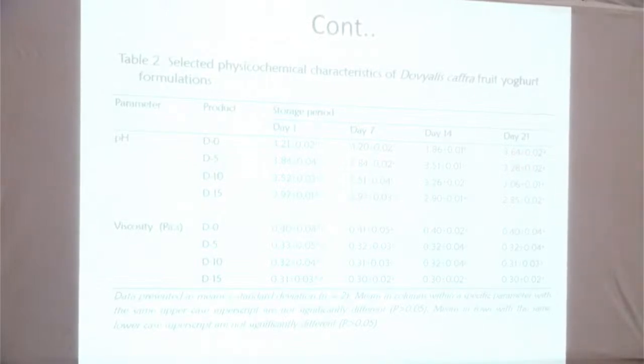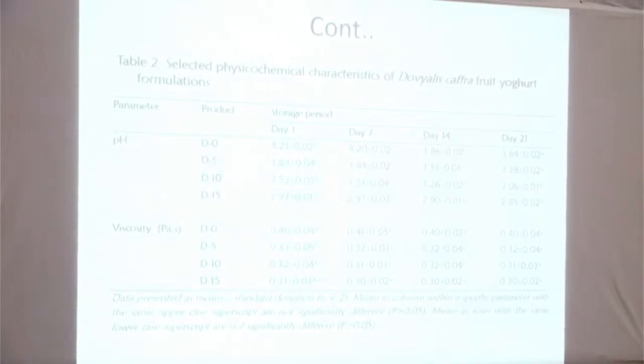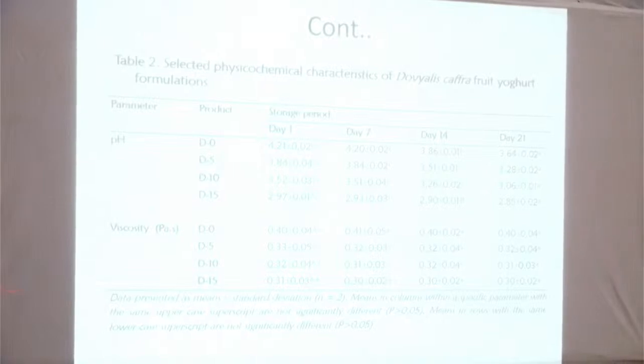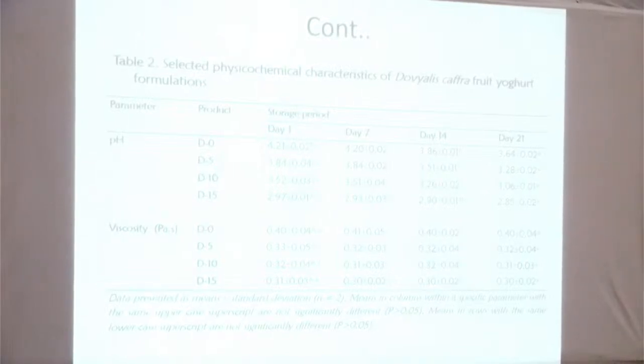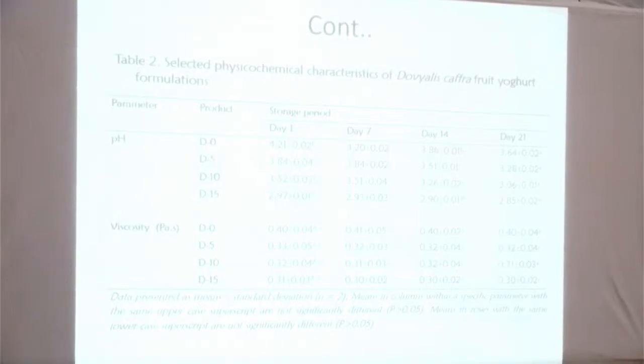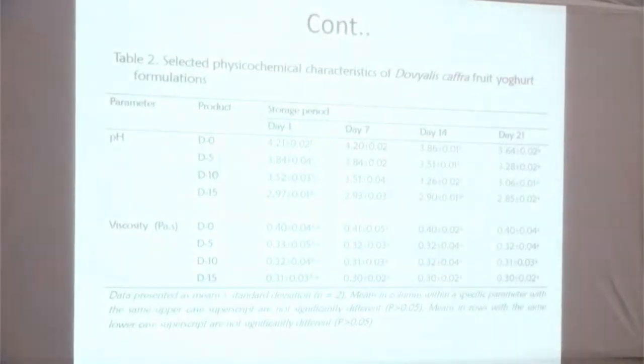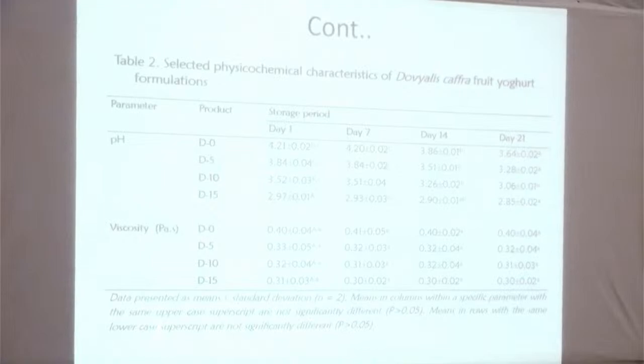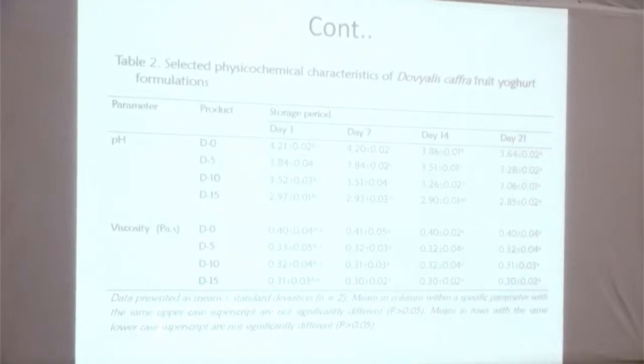In terms of viscosity, as we increased the amount of fruit in the yogurt, the viscosity decreased, but viscosity remained more stable in storage. Under normal circumstances, when you make yogurt, the viscosity decreases during storage, but in this case, that phenomenon wasn't observed.